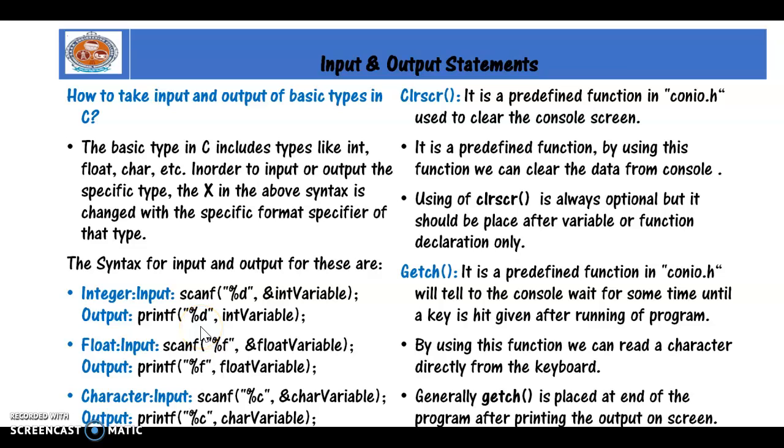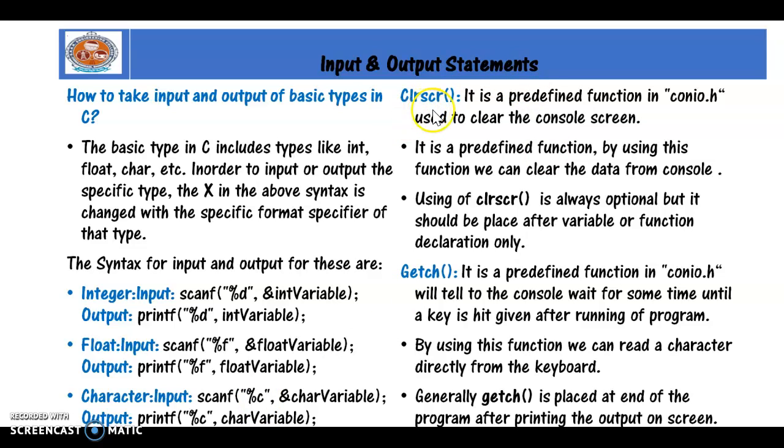Simply I am printing that value. If you want to print the value of int variable, what will you do here? "The value of int variable is %d", comma, int variable. Similarly, I am doing it for the other types. For float, I am using the %f format specifier and for character, I am using %c.